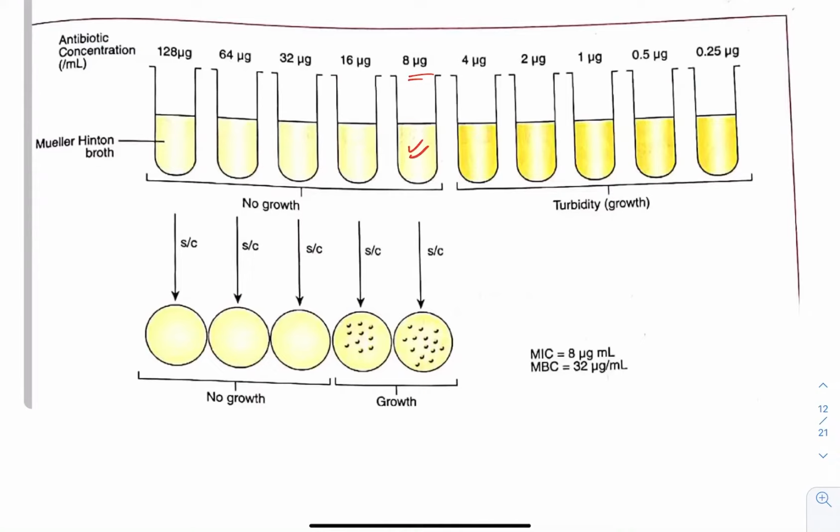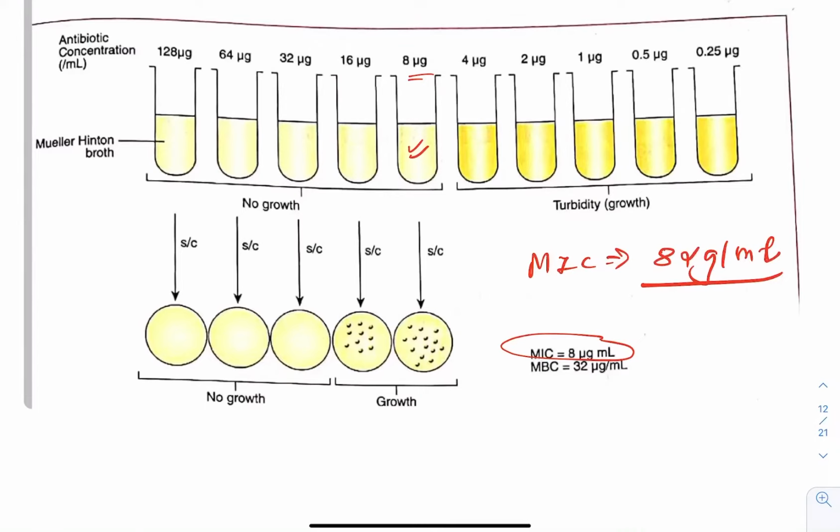Now at 8 microgram the clarity is there, at 16 microgram also the clarity is there, but they are growing on the subcultures on the culture plate. That means 8 microgram, which is the lowest concentration at which the clarity comes, is termed the MIC. The MIC of this particular test is 8 microgram per ml. I suppose you got my point.